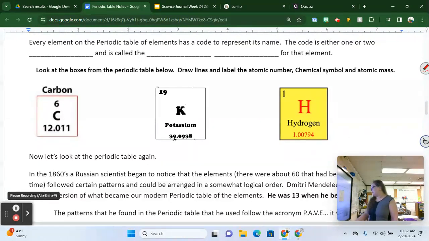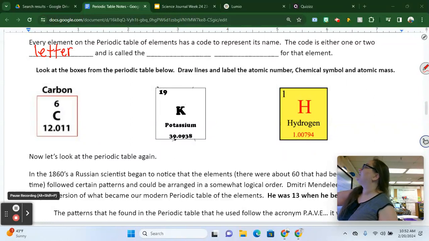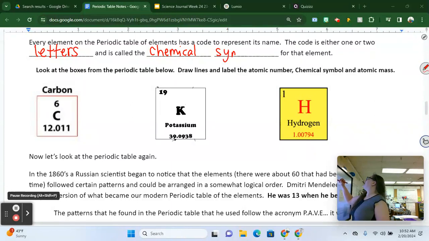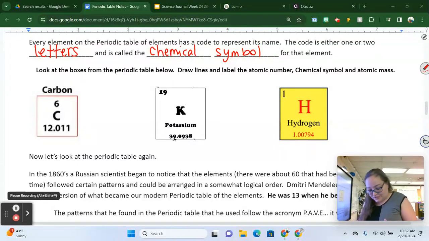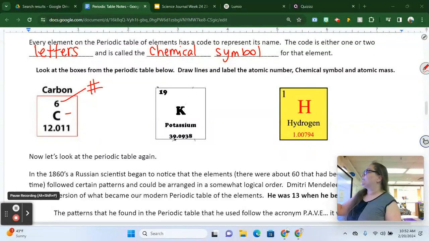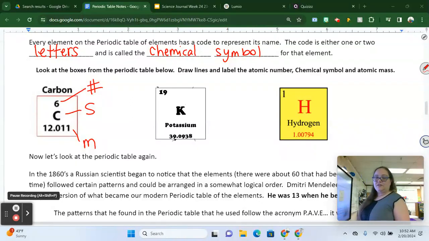Every element in the periodic table of elements has a code to represent its name. The code either has 1 or 2 letters and is called the chemical symbol for that element. So I want you to tell me, on the periodic table here, what's the atomic number, what's the chemical symbol, and what's the atomic mass. I want you to do this because all periodic tables are not made the same. Some of them move things around. The atomic number isn't always in the middle or on the top left or whatever. So that's the atomic number. That's the symbol. That's the mass. So I want you to do that to the other two.